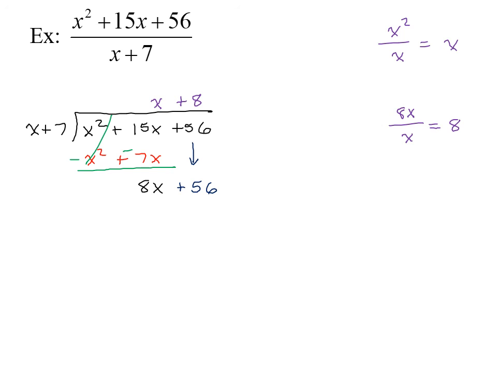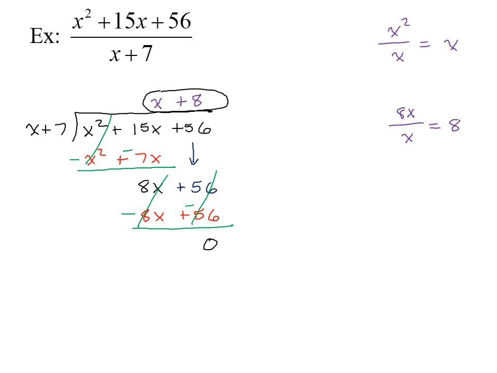Multiply it back. 8 times x is 8x. 8 times 7 is 56. Swap the signs, and again here, both of them cancel, which gives me a remainder of 0, which means the x plus 8 was my answer.